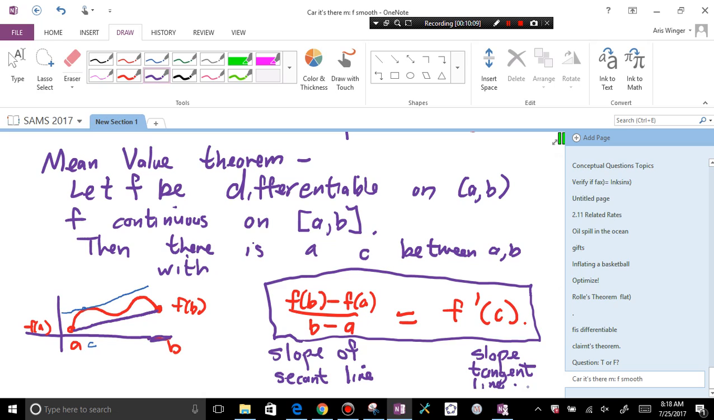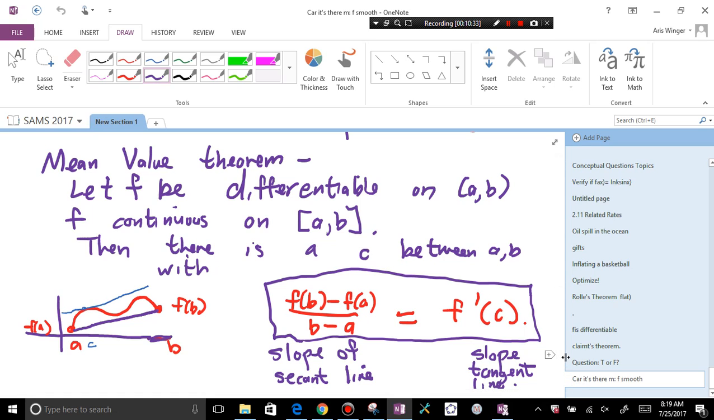So when I ask a true false question about this, make sure that f is continuous, differentiable. a, b is what type of interval? Closed. Okay, excellent. Questions on this?